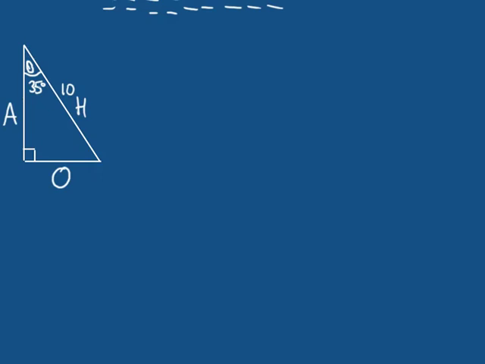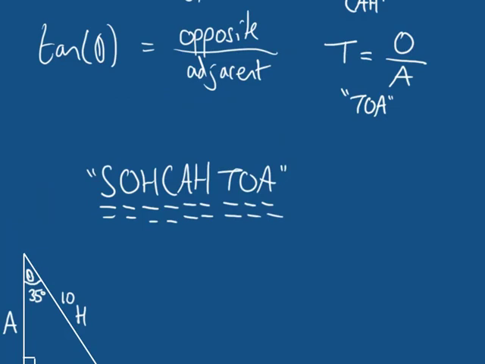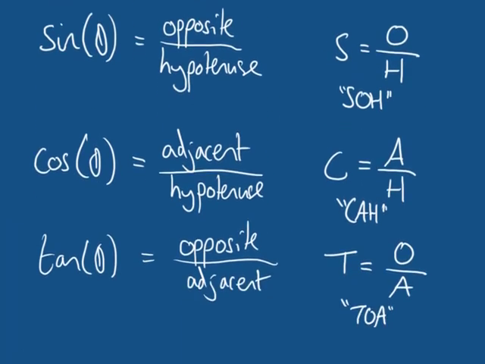So what we need to do is we need to look for a trigonometric ratio that somehow relates the hypotenuse, the adjacent, and the angle theta. So again, that's the hypotenuse, the adjacent, and the angle theta. Our cosine trigonometric ratio gives us exactly that.